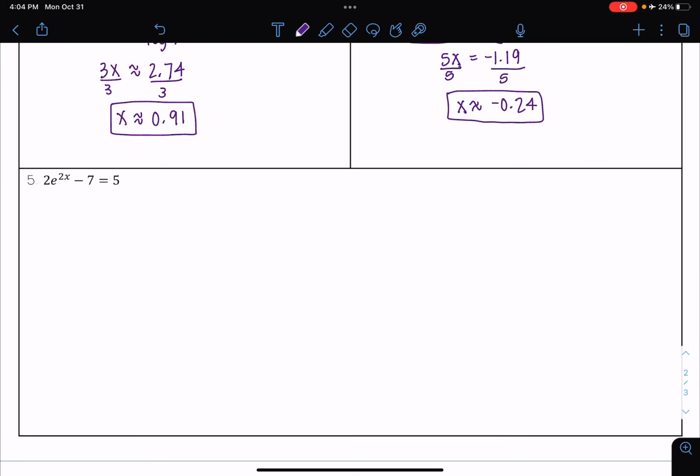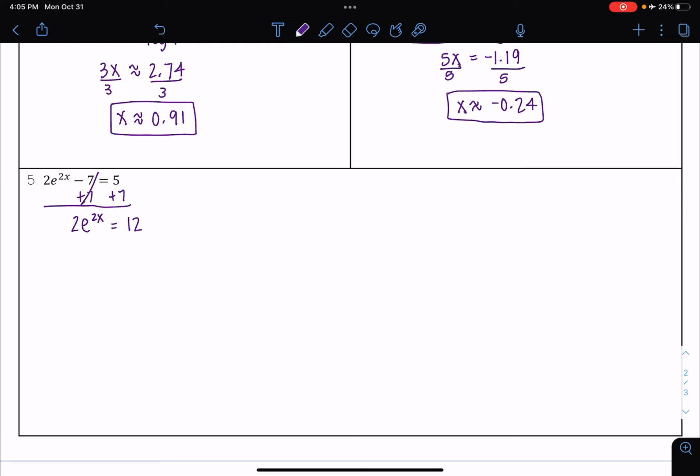Okay, let's look at one last one. Here I have a little bit of a different problem. Now I have an e in there instead of these other numbers. So it's going to change what we do a little bit. But the first step is going to be the same. I need to isolate the exponential. I have that 2 there. I have that minus 7. I want to first move what's being subtracted, so I'm going to add 7 to both sides. And I get 2e to the 2x is equal to 12.